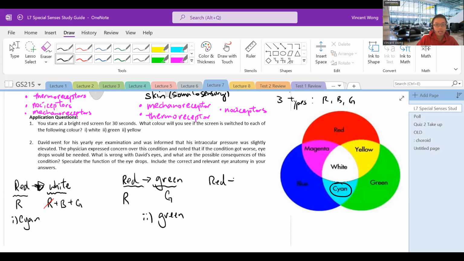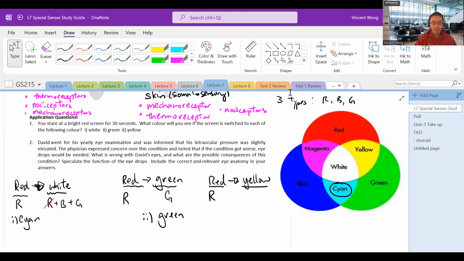You stare at the red screen and you switch to a yellow screen. All right. So to see the color red, you need the red cone cells. And if you switch to the yellow, what color will you see now? Okay, Tina says green. Anyone else? Rochelle also said green. All right, let's see if they are correct.